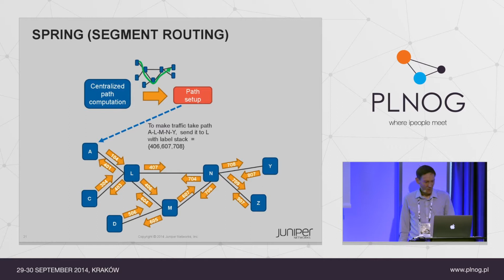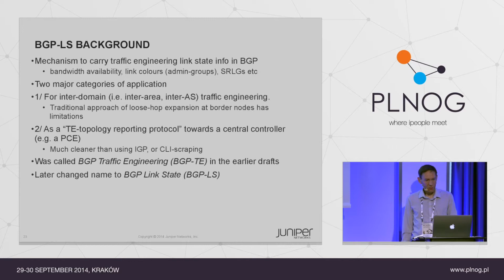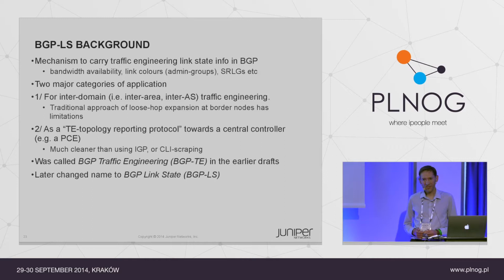What I want to talk about now is another very important protocol ingredient, which is known as BGP link state, or BGP-LS for short. By way of background, BGP-LS is a mechanism to carry traffic engineering link state information via BGP. This is information that typically is carried within an IGP area using IGP traffic engineering extensions. BGP-LS allows this information to be carried beyond an individual IGP area. It's carrying information such as bandwidth availability on each link, link colours or admin groups that have been configured, and SRLGs that this link is a member of.